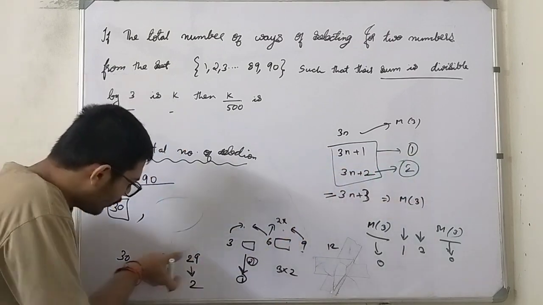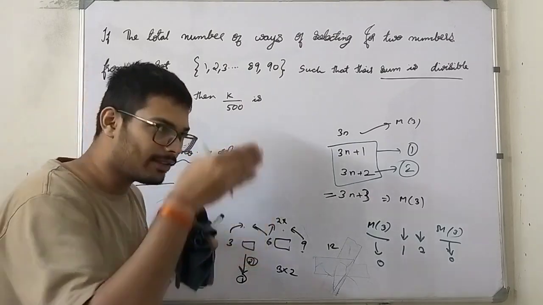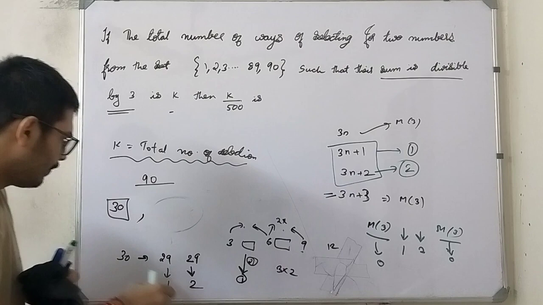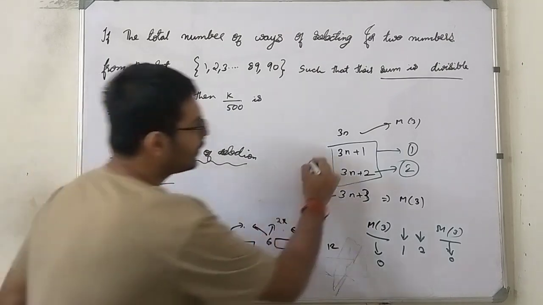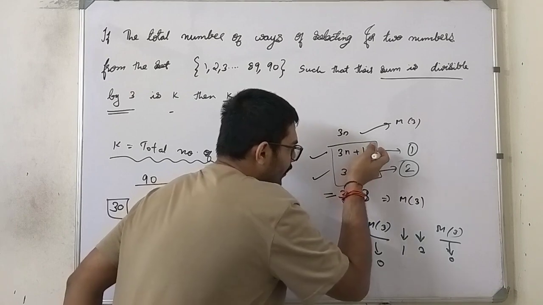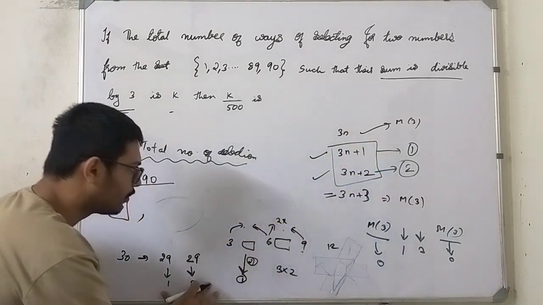Which means if you take 30 multiples of 3, how many intervals are in between? There are 29 intervals, in which the two numbers consist of an interval of 3. One will give a remainder 1 and another will give a remainder 2, which means these are the two possibilities.